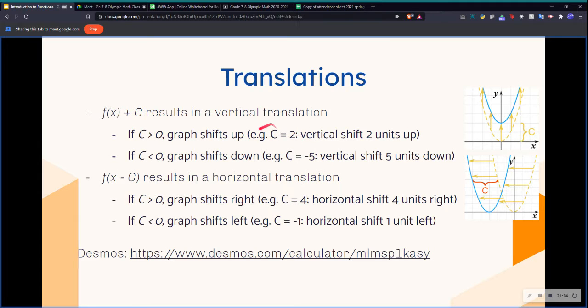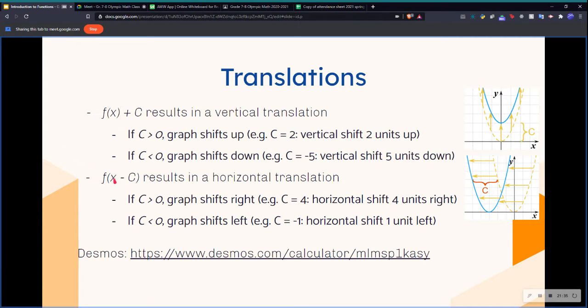So that's how you call it for c equal to 2. You have a vertical shift 2 units up. Yeah, use the term vertical shift. And then if c is smaller than 0, you would imagine it to go down, so the graph would shift down. An example would be c equals -5. You would say vertical shift 5 units down. You don't say -5 units down or -5 units up. You use the absolute value of it, so the positive form of it. So, vertical shift 5 units down. That's how you'd say that.